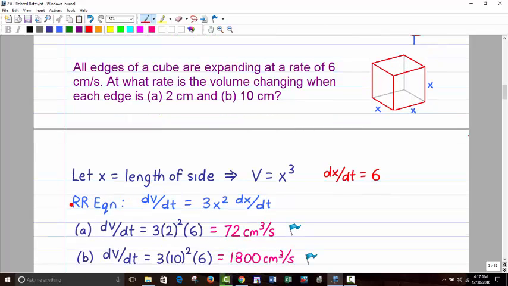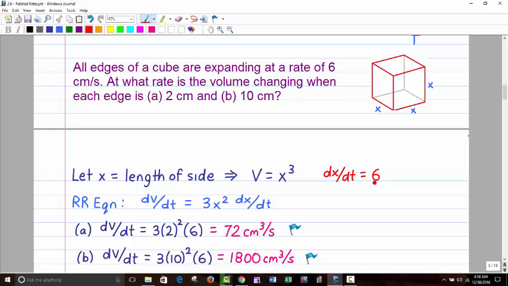So here's the shorthand for the related rate equation: dV/dt on the left side, and on the right side would be 3x squared dx/dt. And then dx/dt is 6 in both scenarios. So the cube is constantly growing at a rate of 6 centimeters per second.